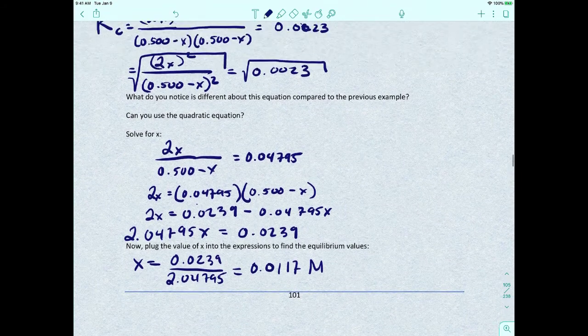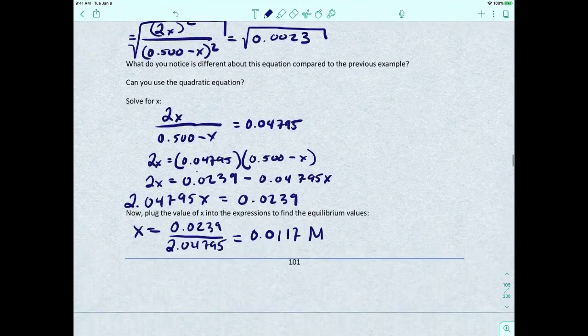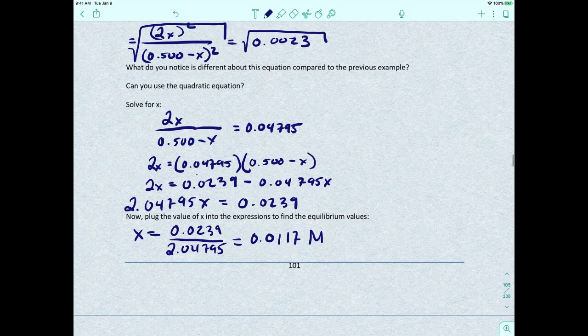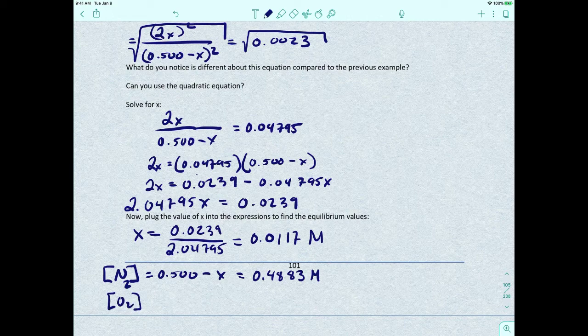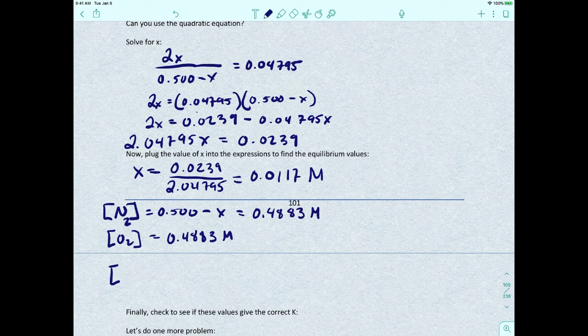All right, so that's my x. So if I was to put it into the equation, that means the concentration of N2 would be 0.500 minus x, or 0.4883 molar. The concentration of O2 would also be the same, so that would be 0.4883 molar. And the concentration of NO would be 2x, or 0.0234 molar.